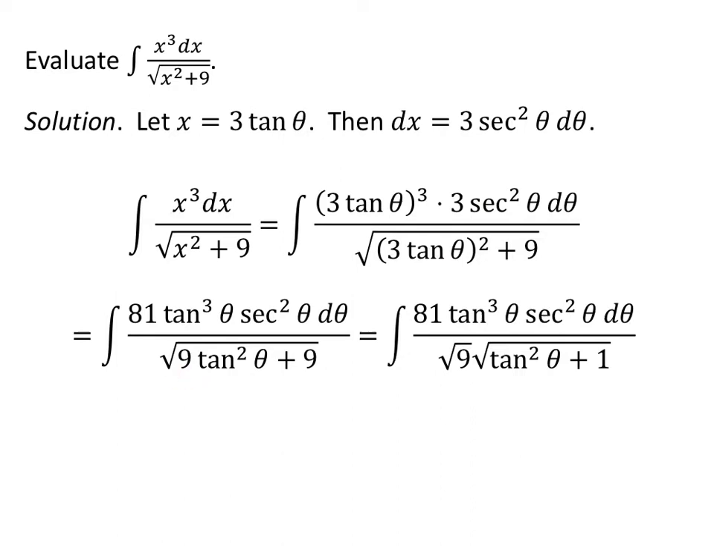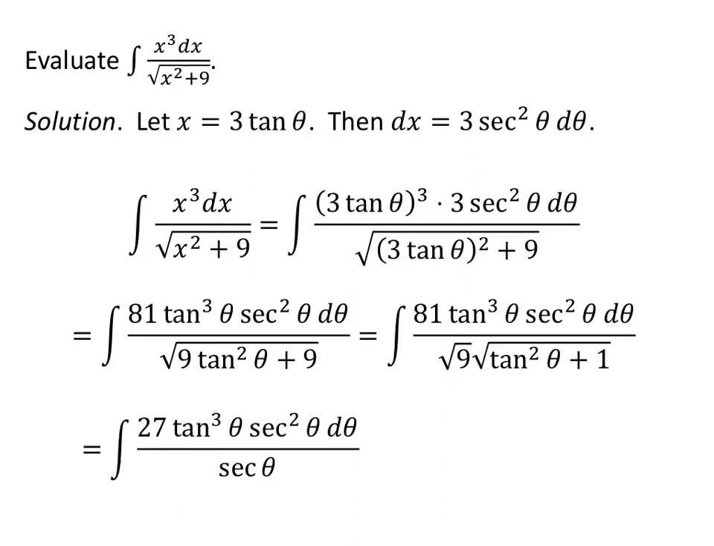Now I'm going to factor out a 9 here, so I'll have the square root of 9. That leaves me with tangent squared of theta plus 1. Tangent squared of theta plus 1 is exactly the secant squared of theta, but when I take the secant squared of theta and find the square root of it, I just get the secant of theta. Now how did I get 27? I took 81 divided by the square root of 9, which is 3. So I'll make one more simplification. Notice that I have secant squared, secant here. When I reduce, I just get the secant. Pulled the 27 out front.